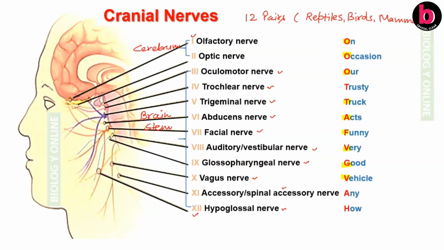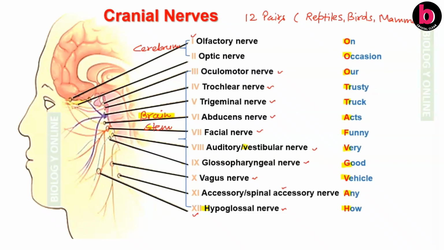Here, the first, On, O for olfactory; second, occasion, O for optic nerve; third, our, O for oculomotor; trusty, trochlear; truck, trigeminal; acts, abducens; funny, facial; auditory, that is vestibular or vestibulocochlear; very, glossopharyngeal; good, vagus; vehicle, V for vagus; anyhow, A is for accessory, and H for hypoglossal.